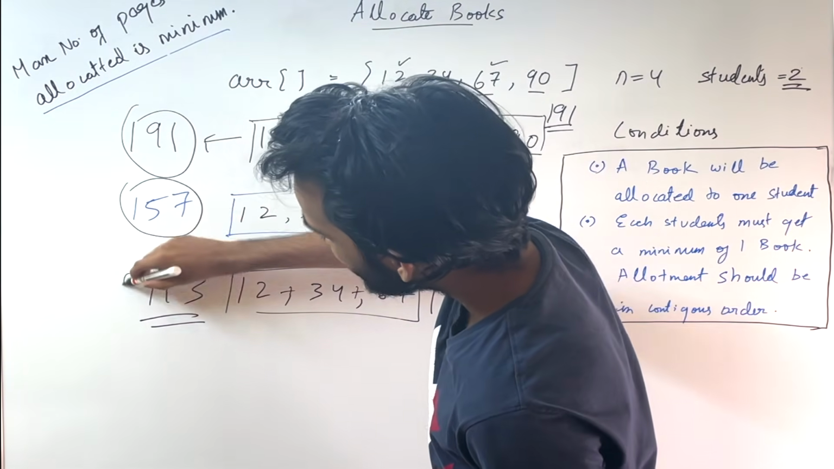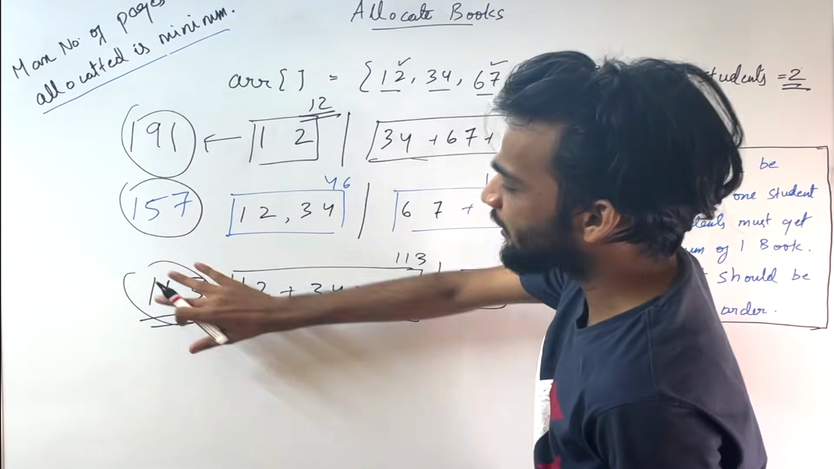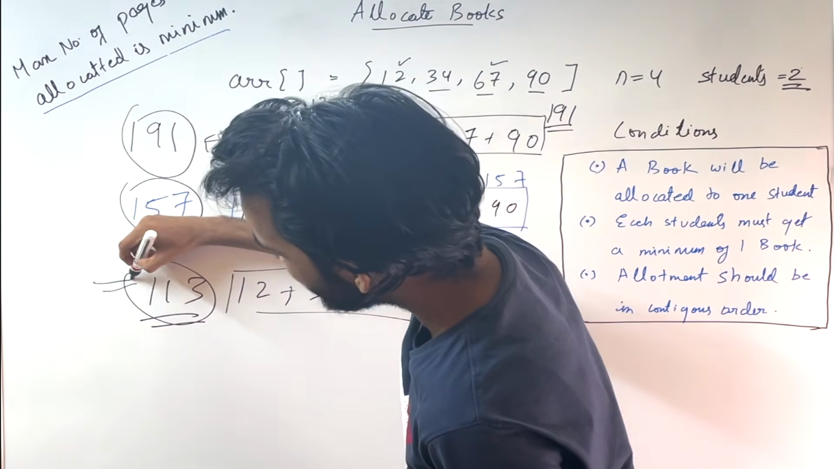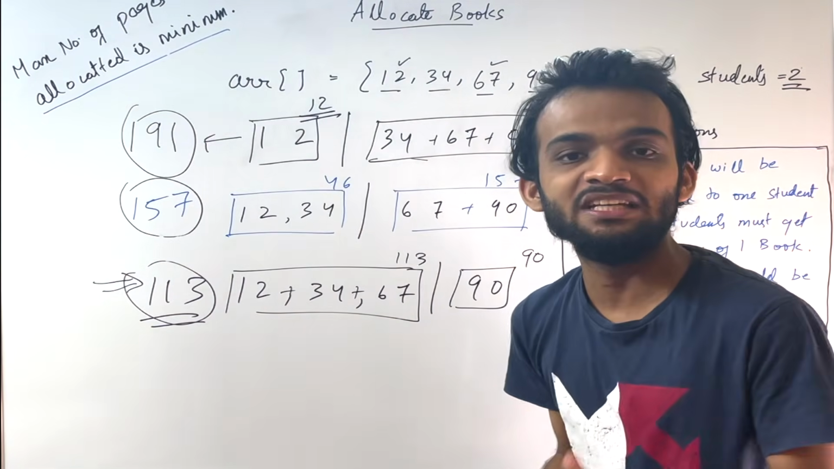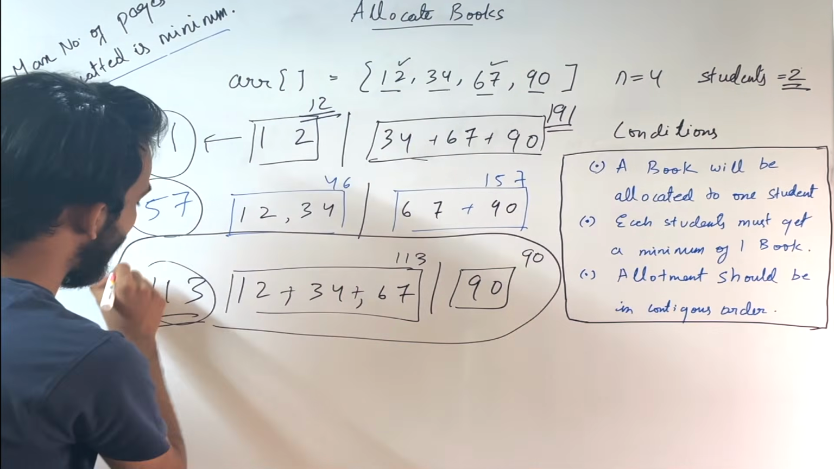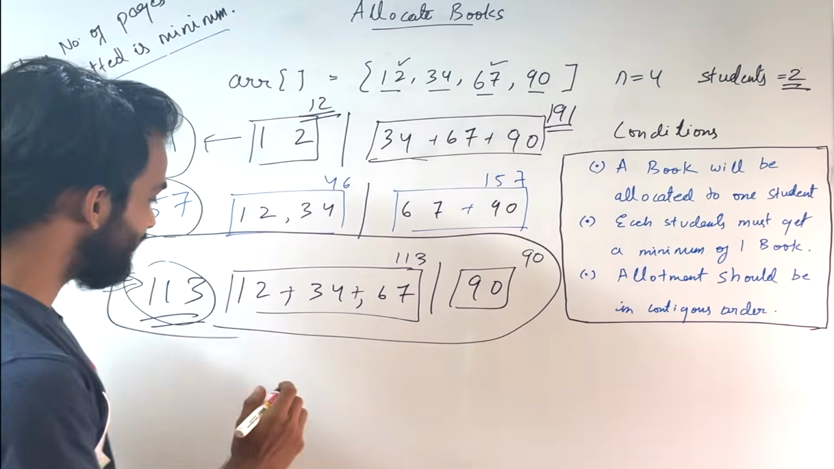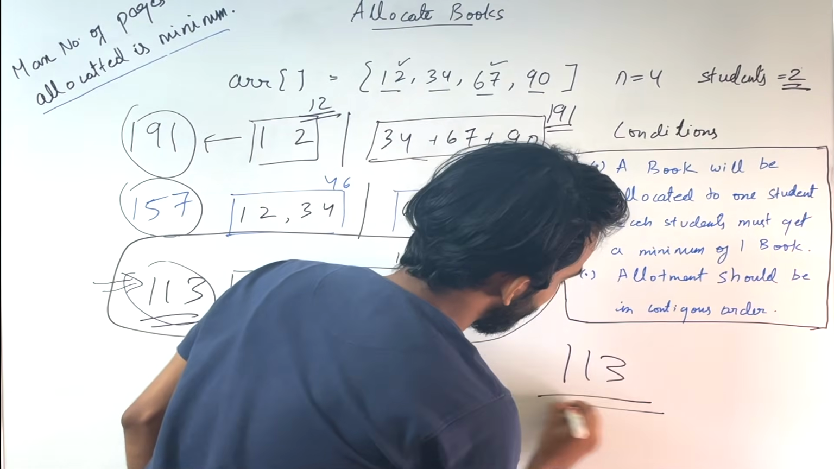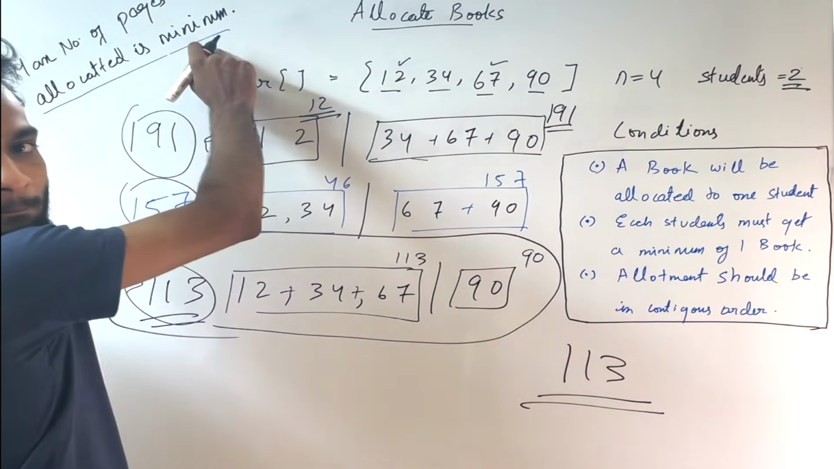This is maximum. And out of these, which allocation has minimal? I can say this is my answer, which has minimal. 113 is minimal. Hence, this is the allocation that I require. Yes, and you need to print this 113, the maximum's minimum. You have to print this.